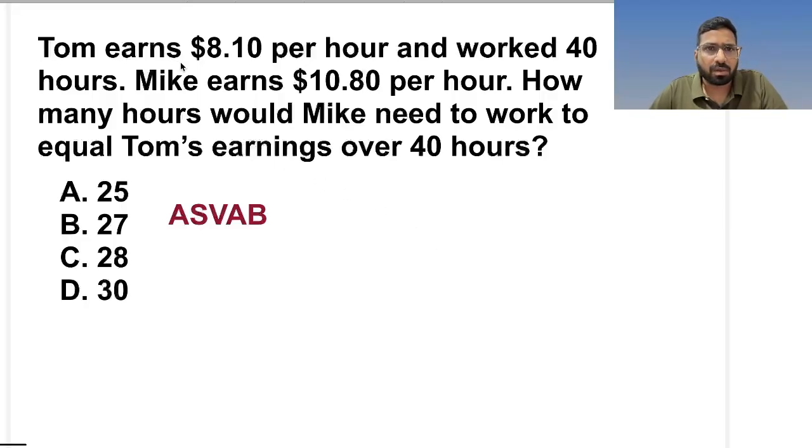Question says Tom earns $8.10 per hour and worked 40 hours. Mike earns $10.80 per hour. How many hours would Mike need to work to equal Tom's earnings over 40 hours?